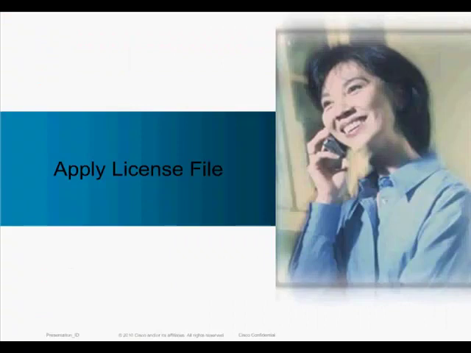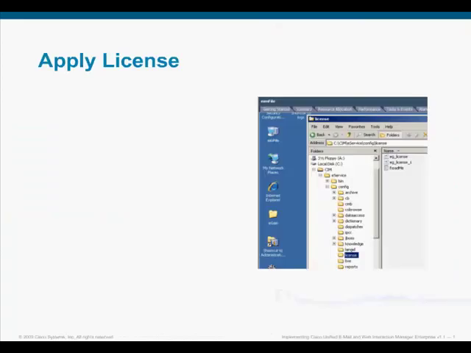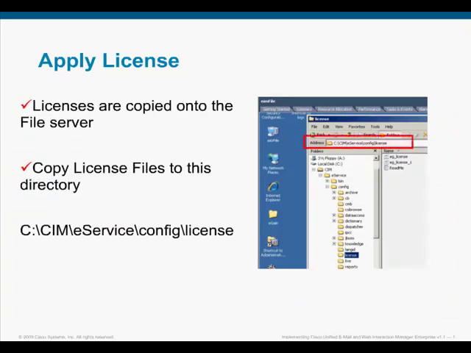The licenses should be applied prior to starting the Cisco services. The license file needs to be copied onto the file server. Copy your license file to the CIM eService config license directory, where CIM is the home directory defined during installation.